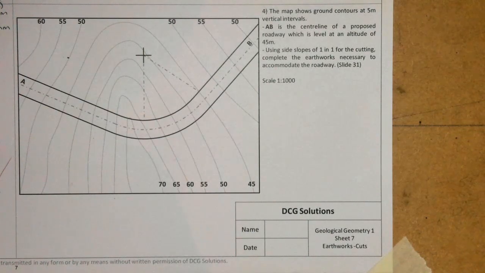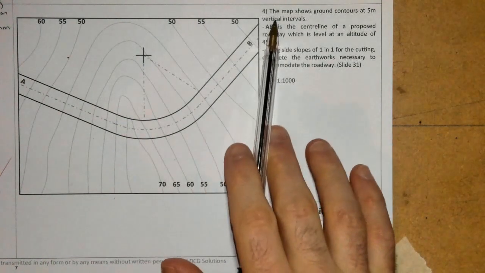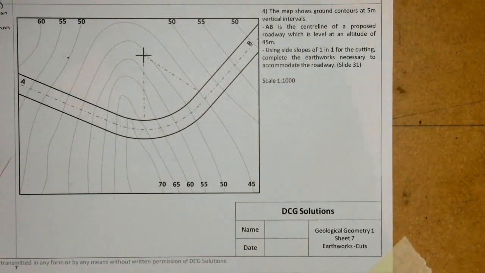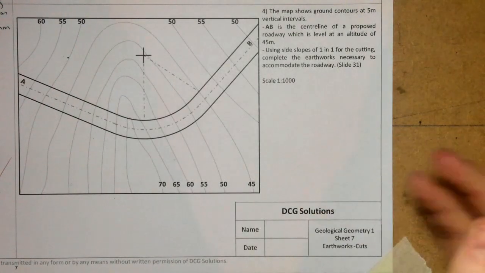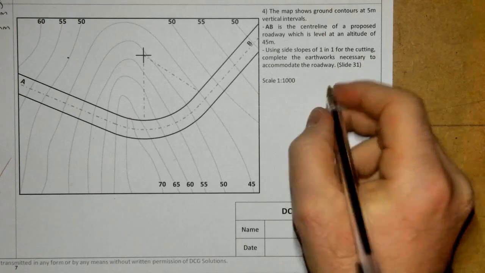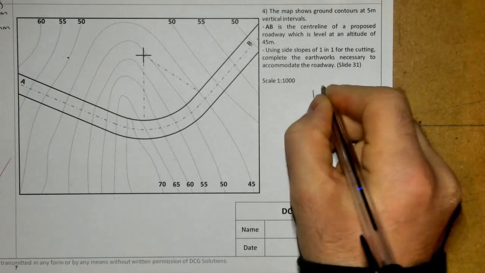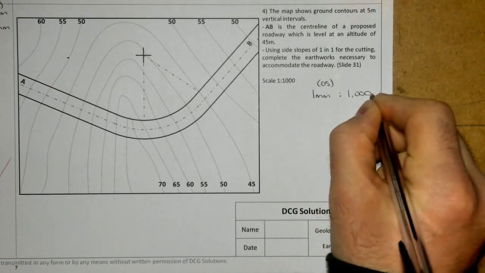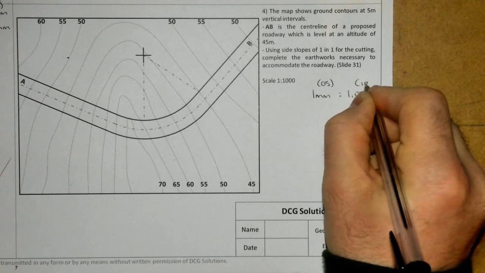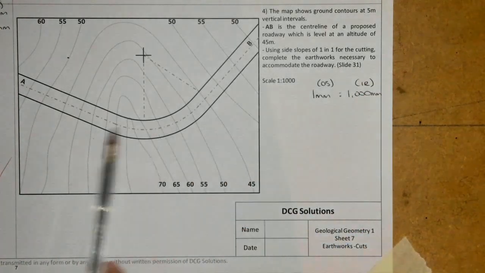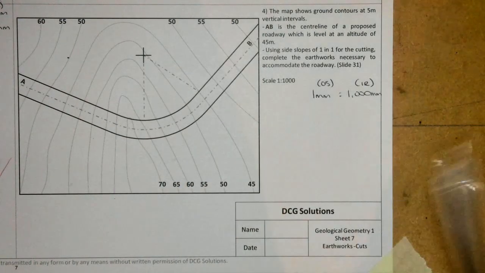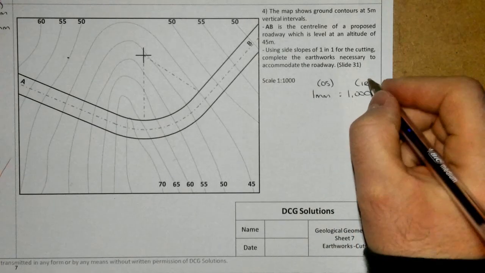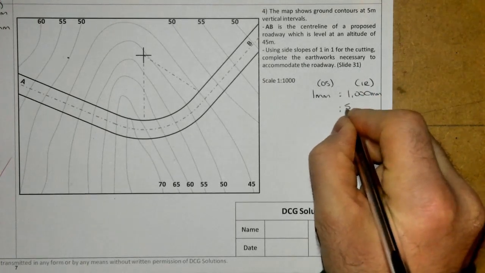Right, folks, so the last question on this page, we can see here it says the map shows ground contours at 5 meter vertical intervals, our scale is 1 is to 1000. So with that, what we're going to do is work out our magic number. So 1 millimeter on our sheet, OS, is to 1000 millimeters in reality, IR. And the distance between our contour 60 to 55 to 50 is 5 meters, so we need to multiply this to make up 5 meters. 1000 millimeters is 1 meter, multiply it by 5, you get 5000 millimeters, which is 5 meters.